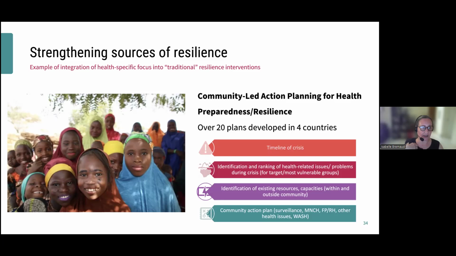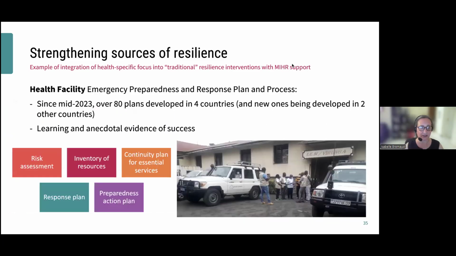Another example, next slide. So we were talking about community level. Now we're talking about higher up level, health service delivery level. Mainly focusing on health facility, and the health facility at the local, at the last mile or first mile, sometimes as we say as well, where it's very critical to support them in ensuring a certain level of continuity for the essential services during crisis. And so in health facilities, since mid-2023, we had over 80 plans developed in 4 countries, so in South Sudan, Mali, Niger, DRC, and also now we are starting in Tanzania and Sudan, where we supported health facilities to develop their plans.